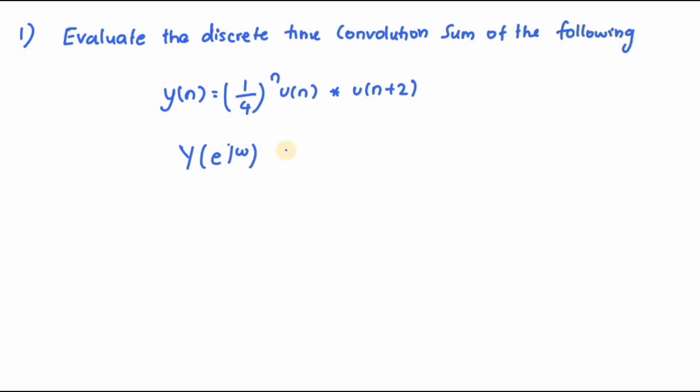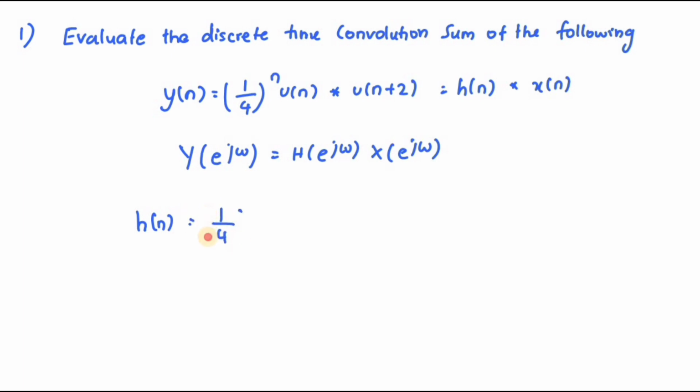If I change into the frequency response, this becomes H of e power j omega into X of e power j omega, where y of n is h of n convolved with x of n. Okay, so this is one property. So I want to change this h of n. I'm going to take the discrete time Fourier transform for the h of n value. So the h of n value is (1/4)^n u of n.